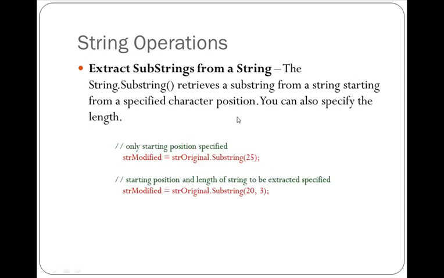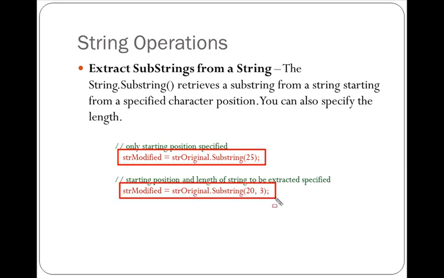The substring, same as JavaScript, has two versions. In the first version here, all we're passing is one argument, 25. That means it's going to start at the index value of 25 and return everything from there to the end of the string. If you want specific characters, then you would have to use two different arguments. The first argument is the starting position, again based on index. This 20 would be the 21st character, and it's going to return 3 characters.